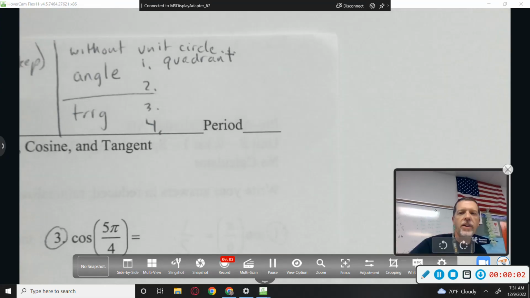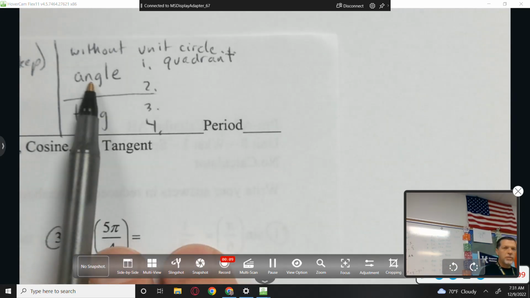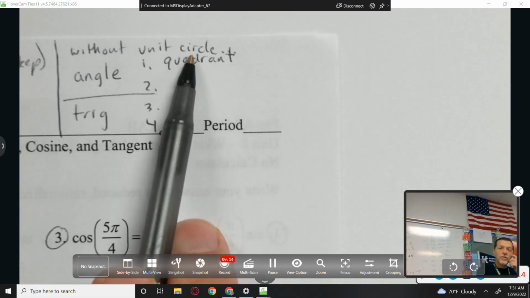So how to do these trig problems without the unit circle sitting there. First job is deal with the angle. Second job is deal with the trig ratio. Dealing with the angle, first job, find the quadrant.